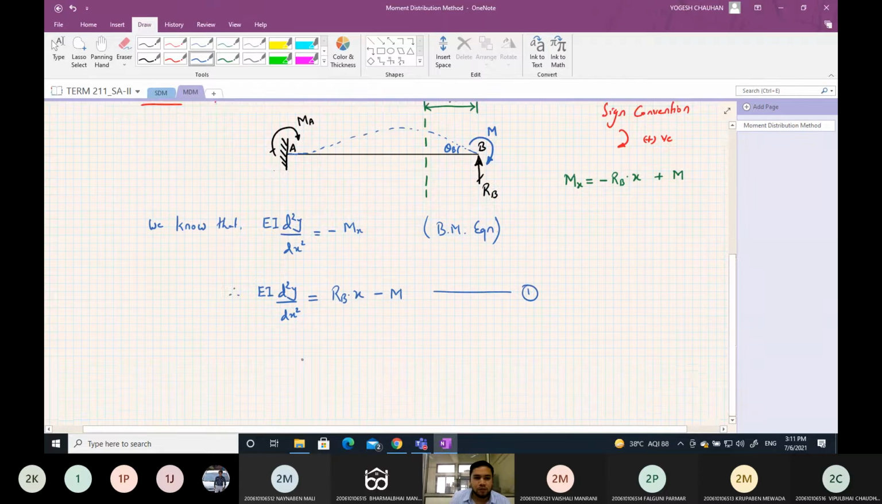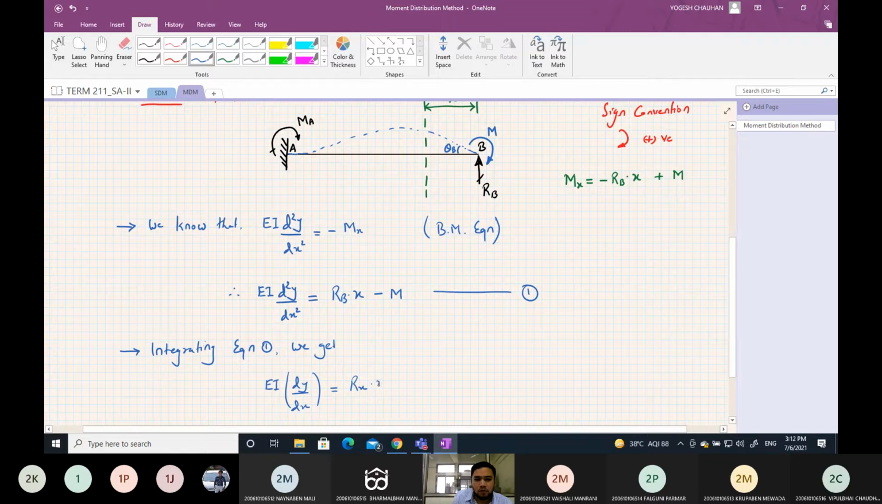Now integrating this equation 1, we get EI dy by dx equals to RB times x square by 2 minus Mx plus C1. Mark this as number 2.